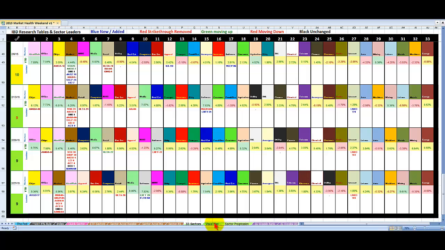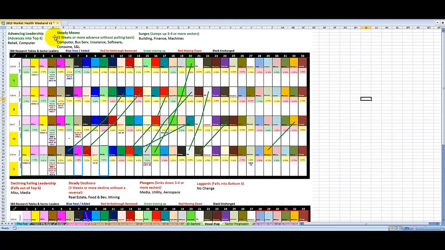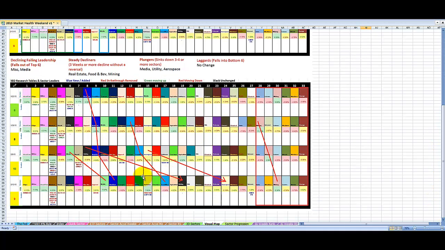In fact, what I do with this data after I get it all punched in and all organized is I make a visual map. I use Snippet and Paint. I copy and paste the spreadsheet onto it, and then I mark it up and I track. As you can see right here, I'll track all the ones that are advancing into leadership, what's moving steady, and any big surges. It'd be something that moves up 3 or more sector ranks in a given week. Then I do the same for declining. And this way, I have a very easy, very simple, no-nonsense way of seeing what's moving, what's accelerating, what's decelerating. And that can give me clues as to where I might look for long candidates and short candidates.